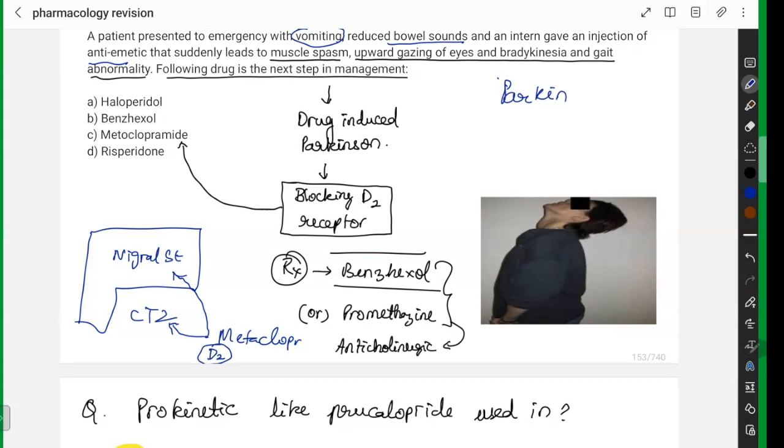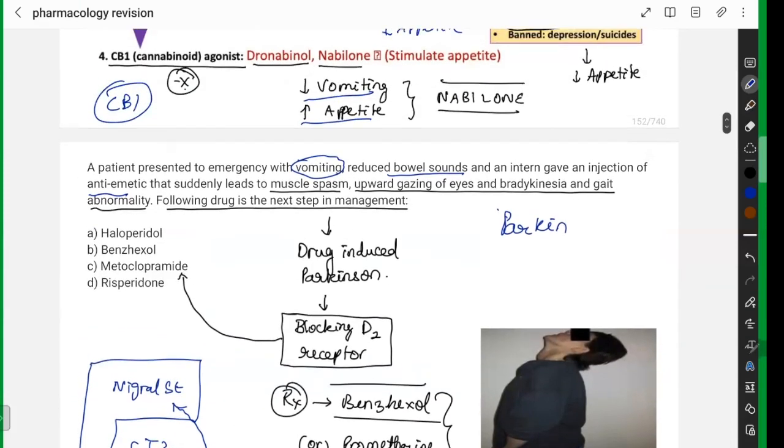When it blocks your nigrostriatal pathway, what happens? There is no dopamine in the dopaminergic pathway from your substantia nigra to the striatum. Because of that, what happens? There is no inhibition of your acetylcholine. So there is going to be hypercholinergic activity. This hypercholinergic activity is the reason for the muscle spasm, upward gazing of eyes, and bradykinesia. So the drug which the intern would have given without knowing is metoclopramide.